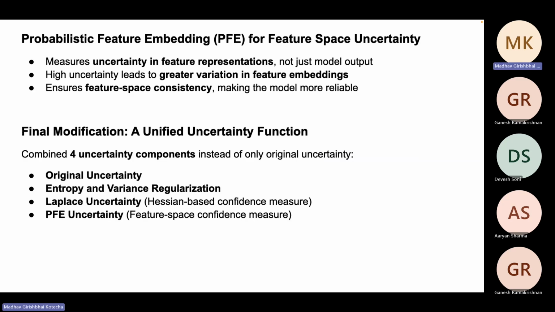So this has the original uncertainties which are described in the earlier paper, and apart from it, it has the things which were described in the Bayesian paper: entropic variation regularization, Laplace uncertainty, which is based on the Bayesian-based confidence measure, and the PFP uncertainty, which basically measures the uncertainty.